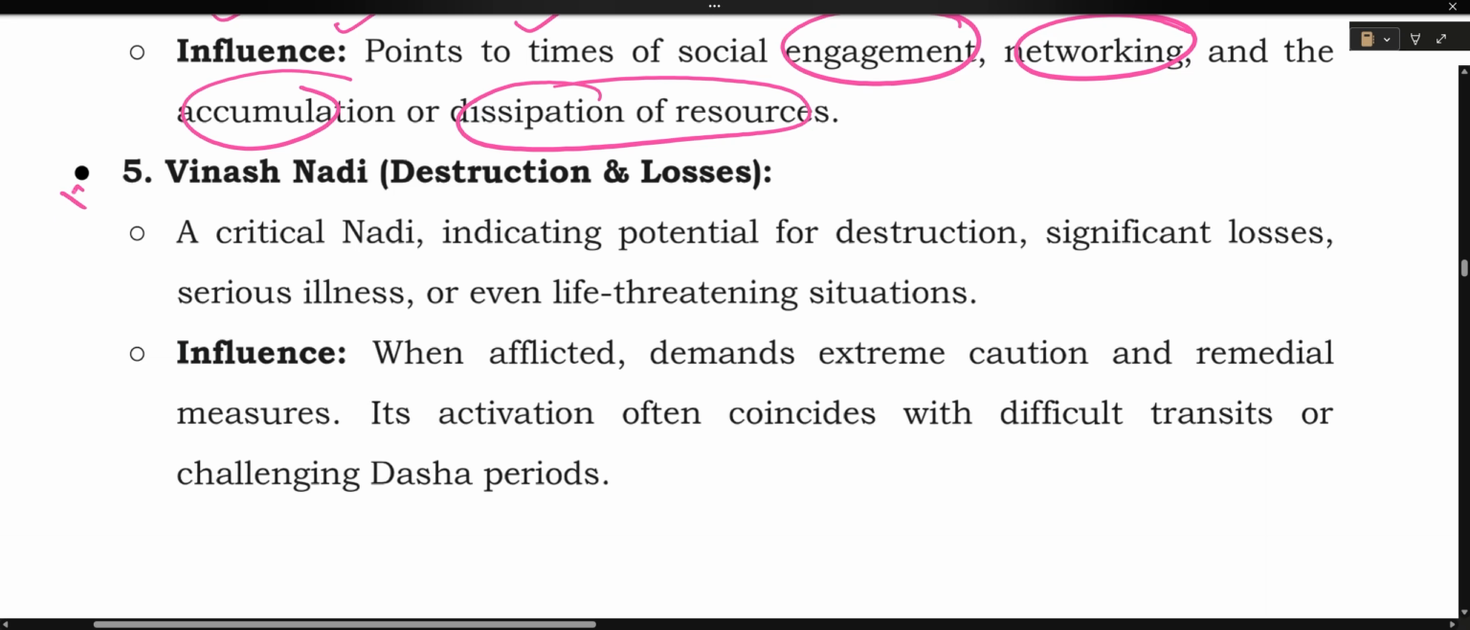Next we have the Vinas Nari. It is a negative one. So Vinas Nari means destruction and losses.